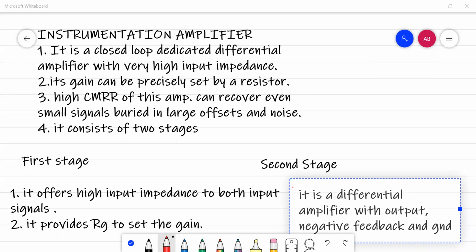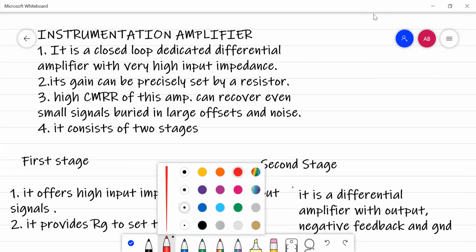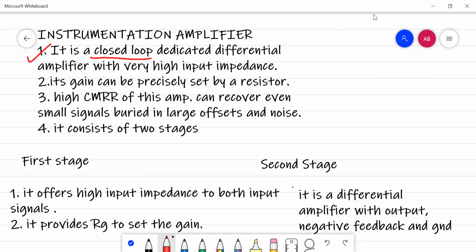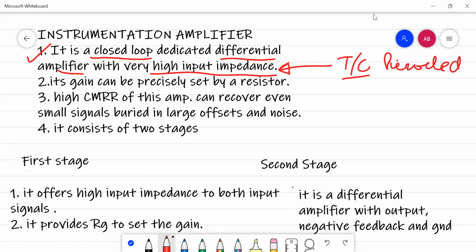Basically, when we talk about the instrumentation amplifier, the very first thing is that it is a closed loop dedicated differential amplifier with a very high input impedance. This is very much required when we have to measure very low voltages, such as those provided by a thermocouple or a piezoelectric transducer, because the input is of very low magnitude. That is why we require an instrumentation amplifier with very high input impedance, where the gain can be precisely set by a resistor. It is very easy to set the gain of that amplifier by only changing the value of the resistor. High common mode rejection ratio, this we are going to discuss a little bit later.